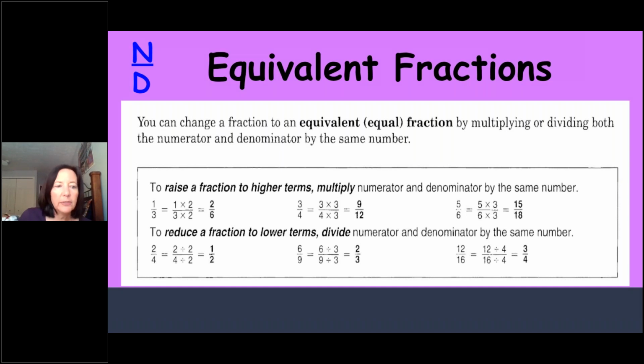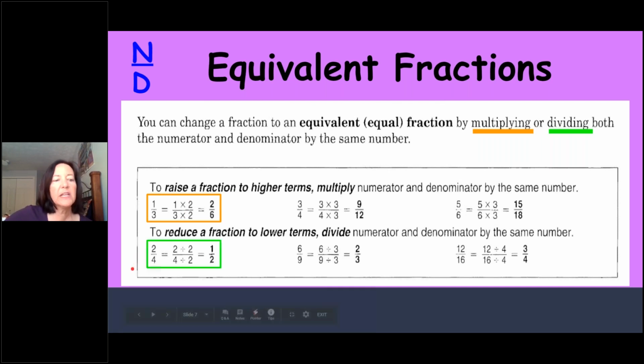So a little more on equivalent fractions. In order to create equivalent fractions, you're going to have to multiply or divide both the numerator and the denominator by the same number. So look at this one down here where I have the orange circle around it. The fraction was 1/3. And if we multiply both the top and the bottom times 2, we create the equivalent fraction of 2/6. But then the one on the bottom here in green, my original fraction was 2/4. I want to reduce that to lower terms.